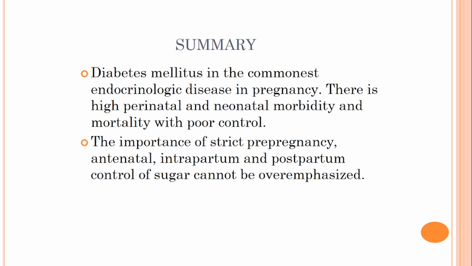In conclusion, diabetes mellitus is the commonest endocrine disease in pregnancy. There is high prenatal and neonatal morbidity and mortality with poor control. The importance of strict pre-pregnancy, antenatal, intrapartum and postpartum control of sugar cannot be overemphasized.